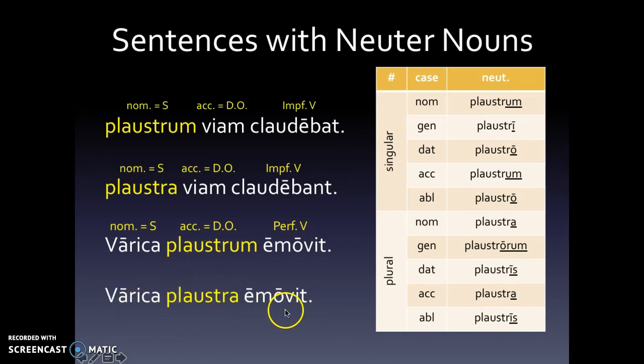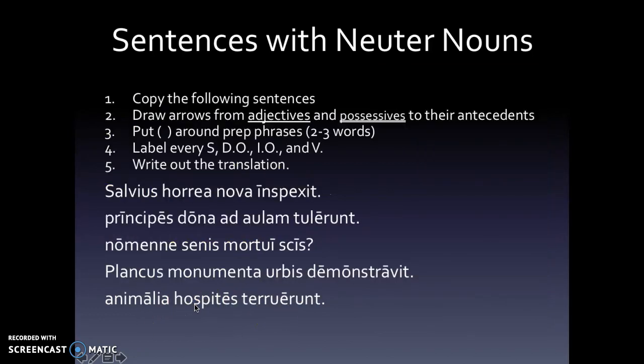All right, Valerica plaustra amovit. We've got two words here, which at first glance may look like nominative singulars from the first declension. That doesn't make any sense. They are not connected by an and, and even if they were, there's a singular verb. You can't have a compound subject, a plural, double subject with a singular verb. So only one of these can possibly be the subject. Valerica, its only option is nominative singular. Therefore, plaustra is forced into its other option, which is accusative plural. So now Valerica moved away the wagons.